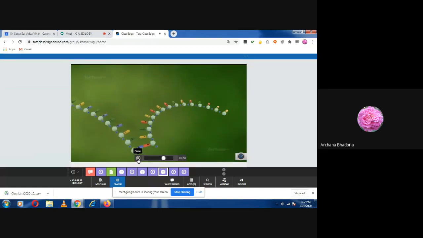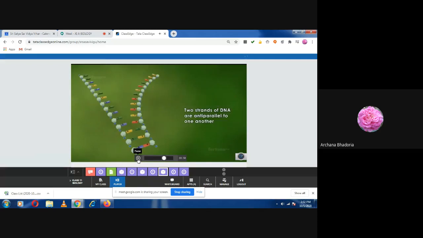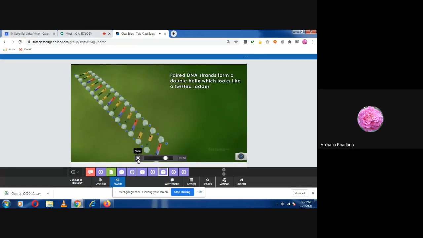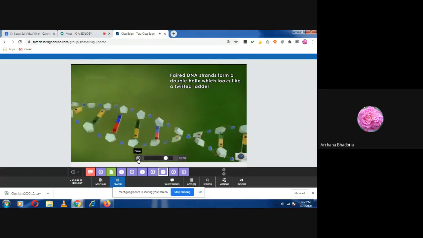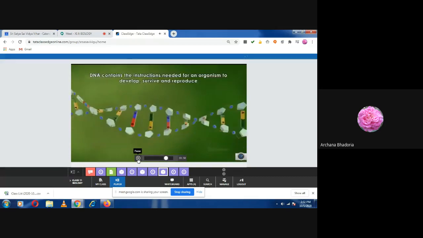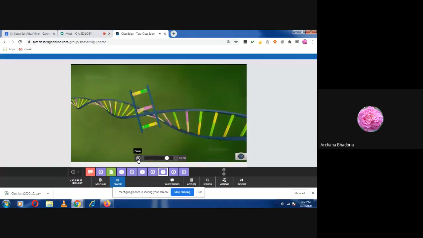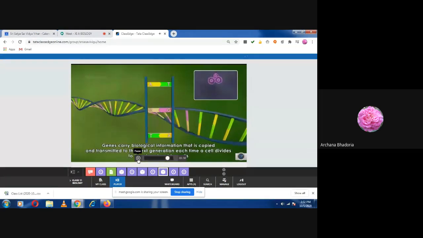The 2 strands of DNA are anti-parallel to one another. One strand is 5' to 3', and the other is 3' to 5'. The paired DNA strands form a double helix, which looks like a twisted ladder. DNA contains the instructions needed for an organism to develop, survive, and reproduce. Genes carry biological information that is copied and transmitted to the next generation.